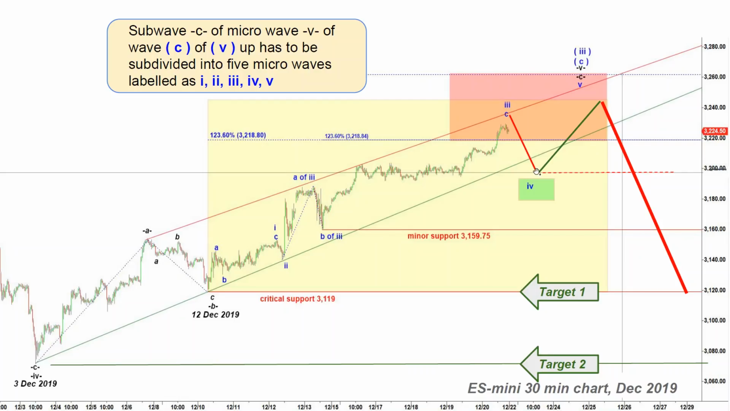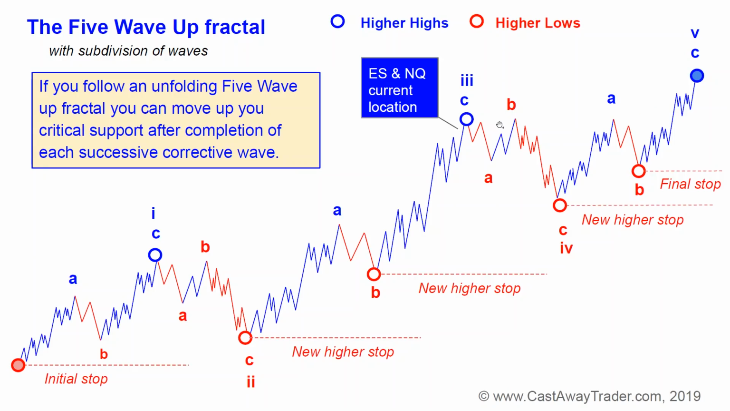And once that critical support is violated, then that would be a solid sign that the bull got tired. This is the micro structure we need for down and the final 5 up. And look at the 5-wave up fractal. It has one great feature that is of great help for any trader. You can see that any 5-wave up fractal is just a sequence of higher lows, and every time we complete a pullback ABC of 2, that becomes our new higher stop over the initial stop at the beginning of that fractal, at the starting point of wave 1 up.